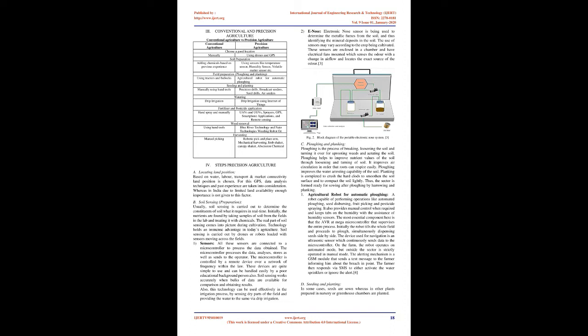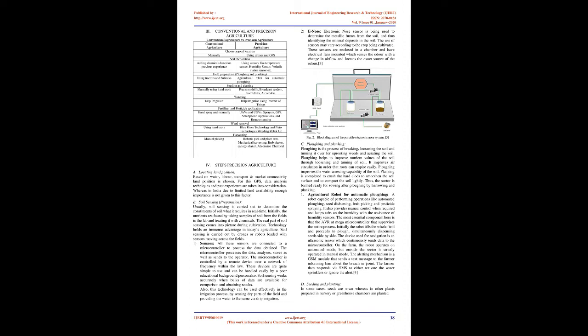Initially, the robot tills the whole field and proceeds to plow, simultaneously dispensing seeds side by side. The device used for navigation is an ultrasonic sensor which continuously sends data to the microcontroller. On the farm, the robot operates in automated mode, but outside the sector it is strictly operated in manual mode.